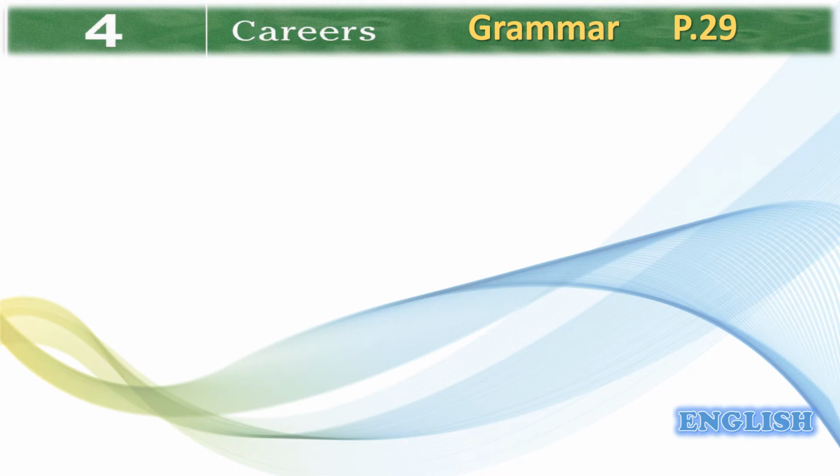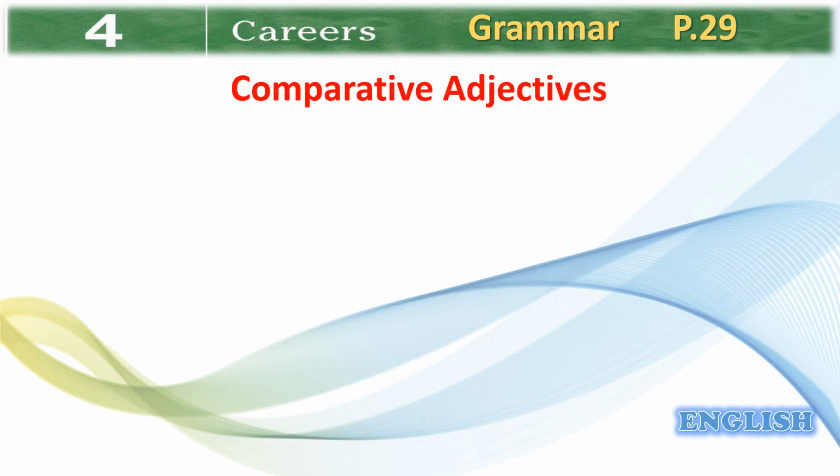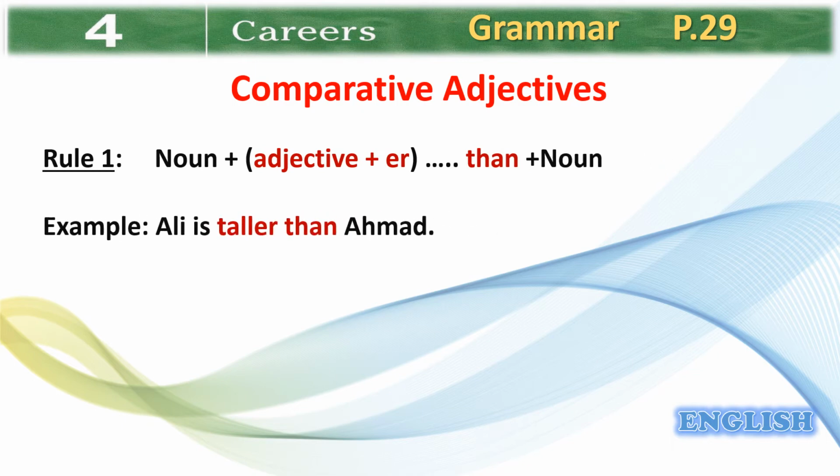Dear students, in this part, we will talk about a specific kind of adjectives that is called comparative adjectives. Now, let's have a look at the following rule. We need a noun, then an adjective that accepts the ER. After that, we add the second noun that we compare with the first noun. Example, now if I want to compare between Ali and Ahmed, I say, for example, Ali is taller than Ahmed.